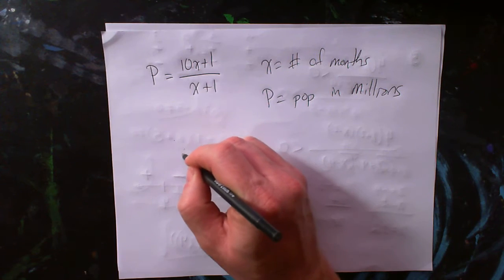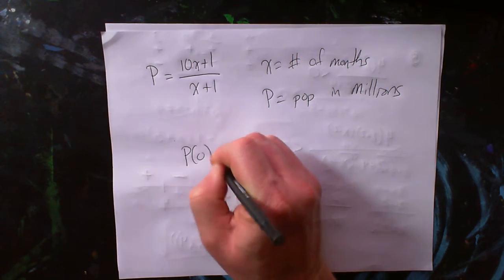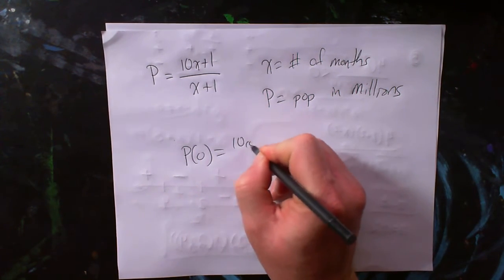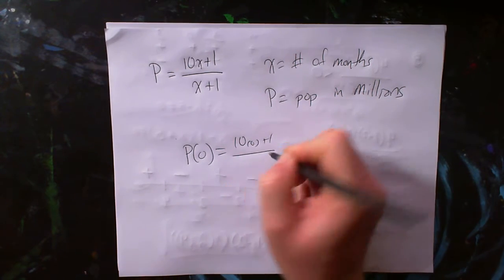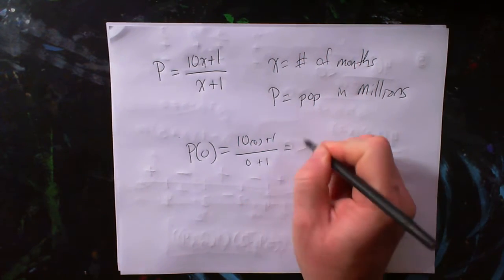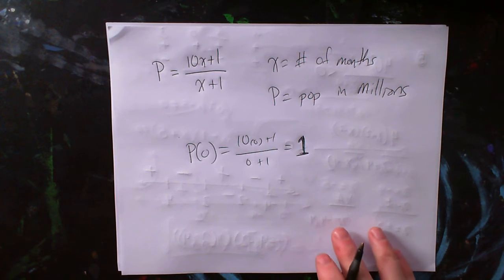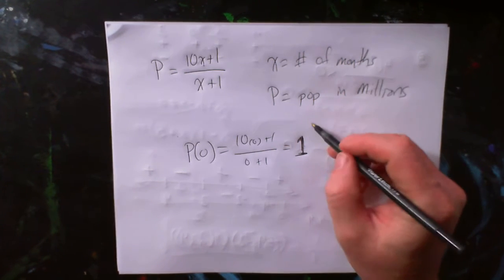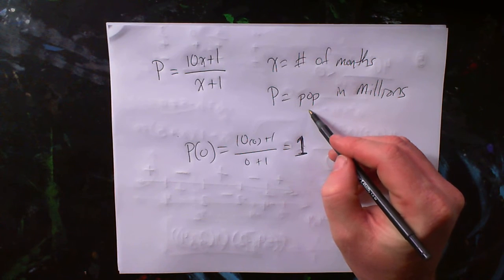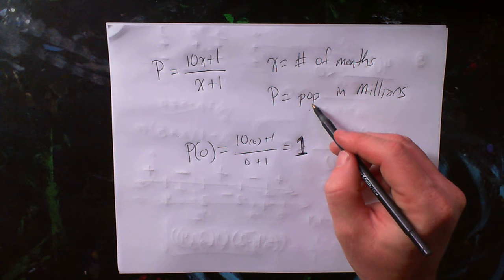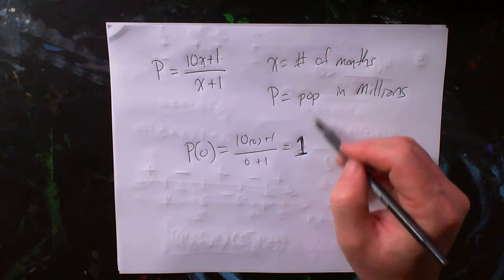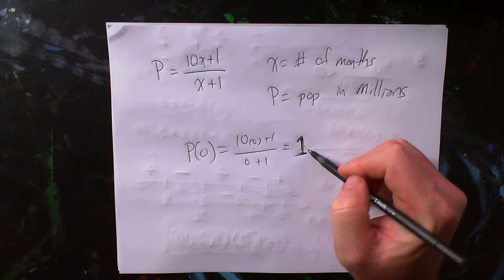infestation first began? So when x is 0, that's going to be 10 times 0 plus 1, divided by 0 plus 1. So the infestation began with not one termite, but one in population in millions. At the beginning of this infestation, 1 million termites showed up.